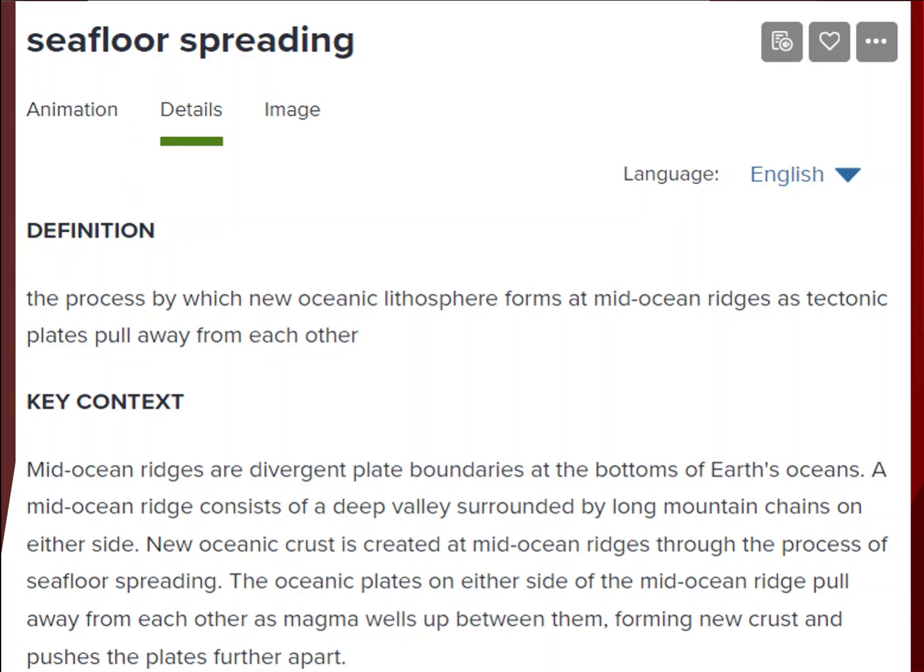A mid-ocean ridge consists of a deep valley surrounded by a long mountain chain on either side. New oceanic crust is created at mid-ocean ridges.